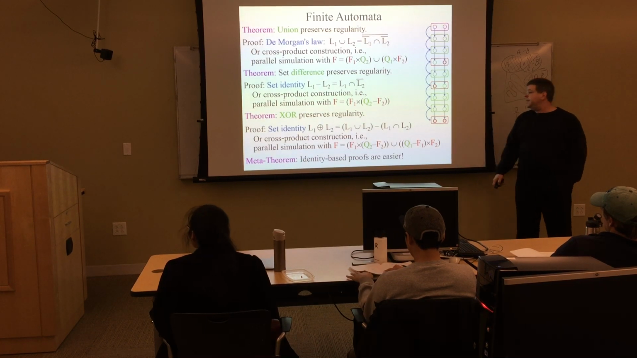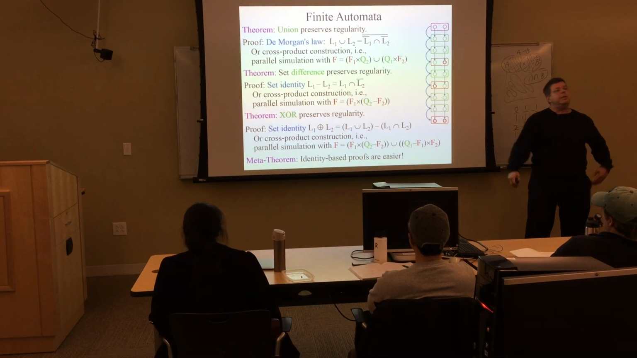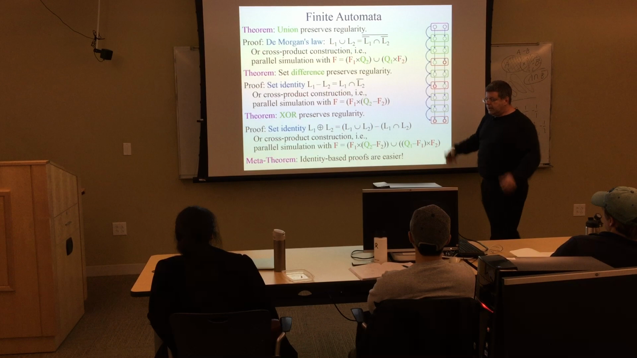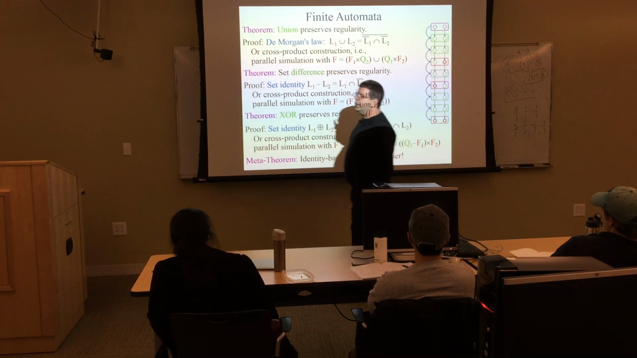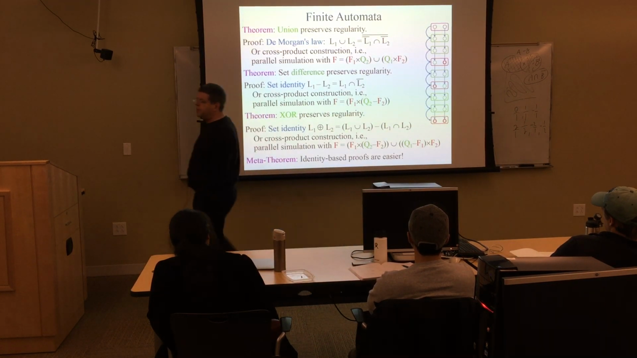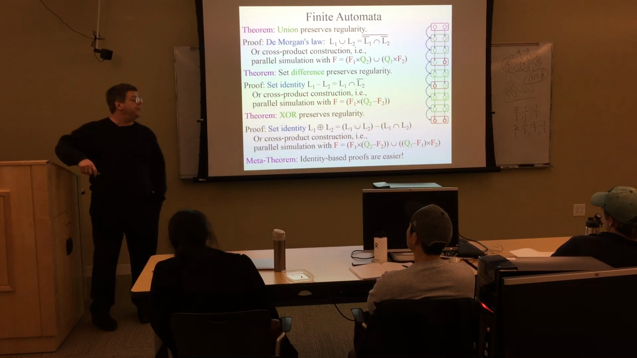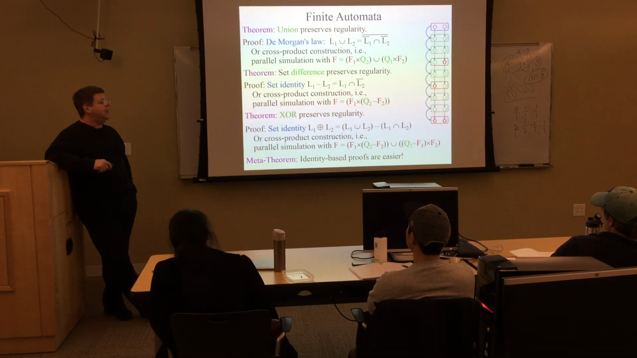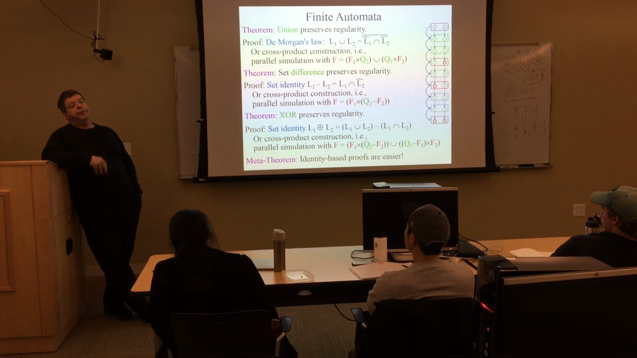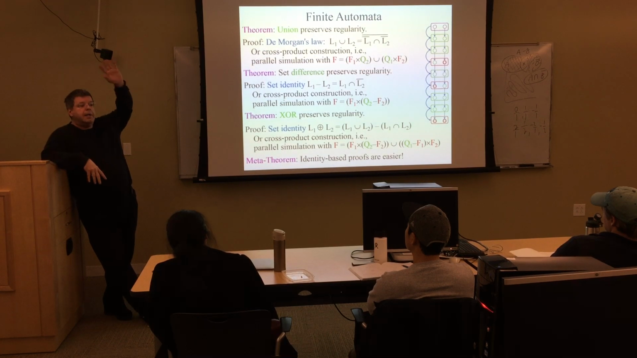So the meta theorem here is that identity-based proofs are much easier than hardcore construction proofs, basic notation, basic principles, simulation kinds of proofs, if you can muster it. Now, I'm not saying you can always pull an identity out of your hat, but when you can, please do, because it's easier, it's simpler, it's cleaner. It's very nice.